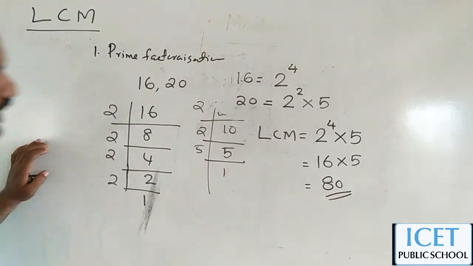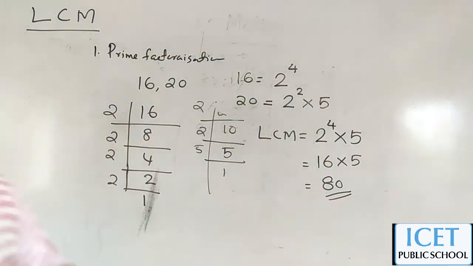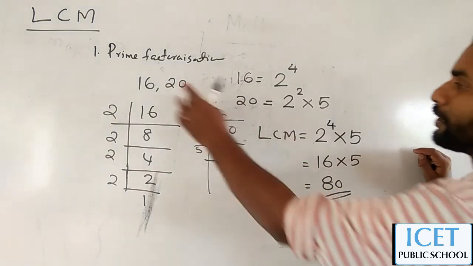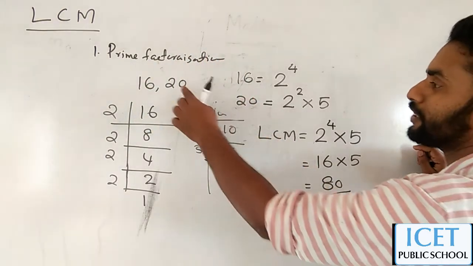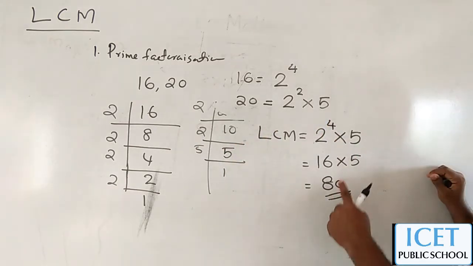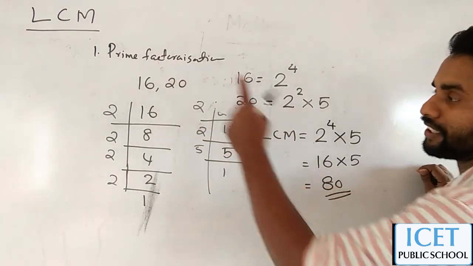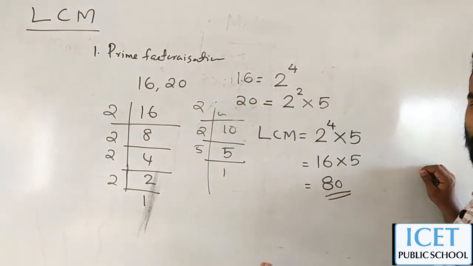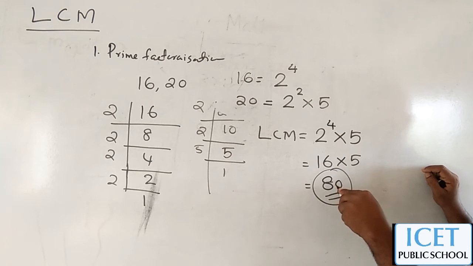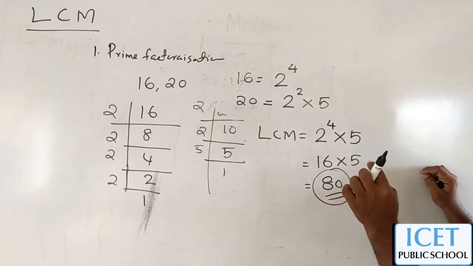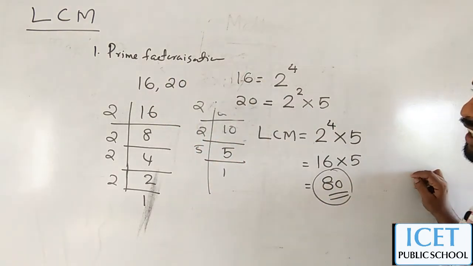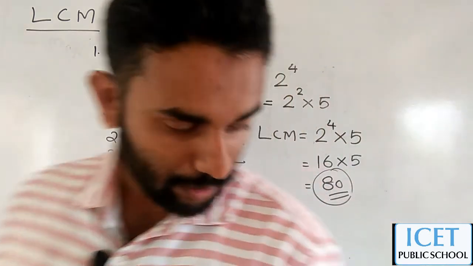So LCM is 80. What does it mean? If we divide 80 by 16 and 80 by 20, there will not be any remainder. Actually 160 can also be divisible by 16 and 20, and there is also no remainder, but it is not the least one. So 80 is the LCM. You can say multiples of 80 are divisible by both 16 and 20, right? Okay, that is the prime factorization method.